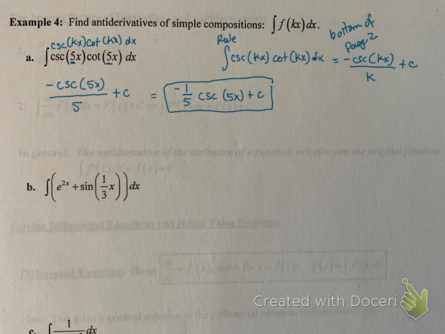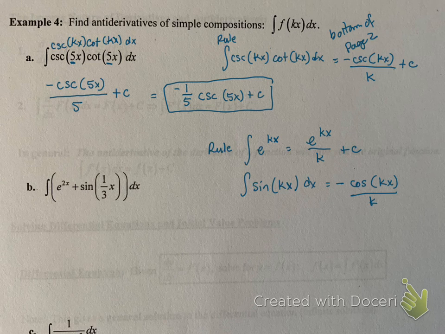B has two instances where we have kx's. So there is a rule for both of these. The rule that hits e to the kx: if we integrate e to the kx, it becomes e to the kx over k plus c. And integration of sine of kx, and I should have written dx after that first one as well, but if we integrate that, we're going to get negative cosine of kx over k plus c.